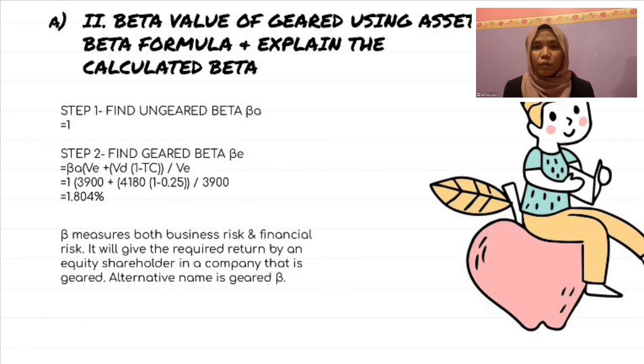So for the beta, we need to measure both business risk and the financial risk because it will give the required return by equity shareholders in the company that is geared. Alternative name is geared beta. So that's all from me.